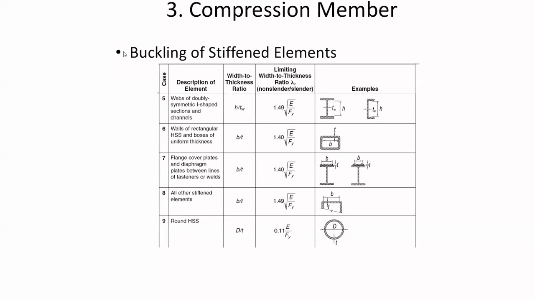And then you have another value when you consider the rectangular or box section like this, it becomes 1.4 instead of 1.49. So be careful. And when you use the circular section like this, the limit becomes entirely different. Because this is a stiffened element, right? Where's the support? It's round. So it's an entirely different limiting value. And you see, there's no square root in it. It's 0.11 E over Fy.